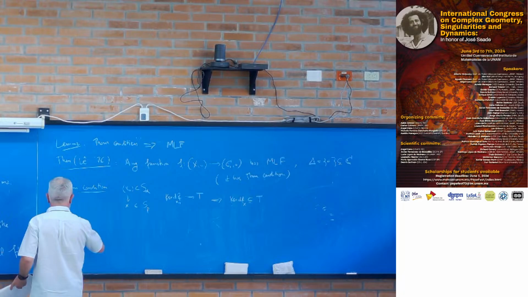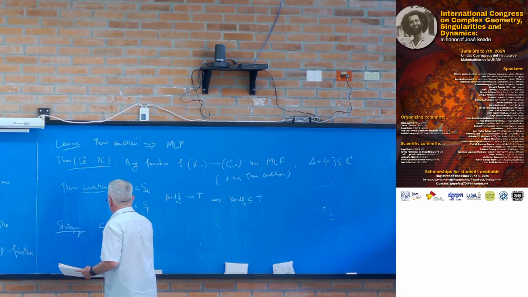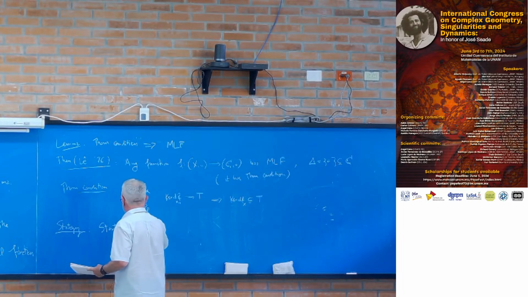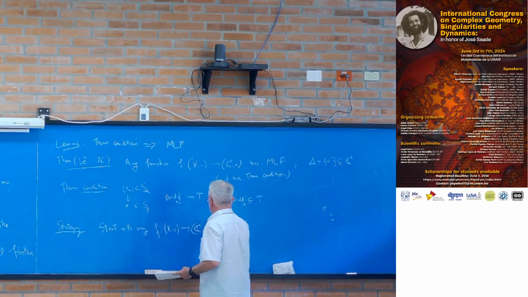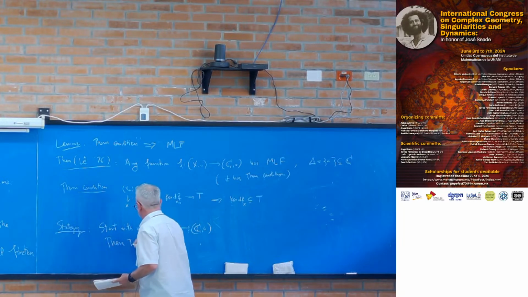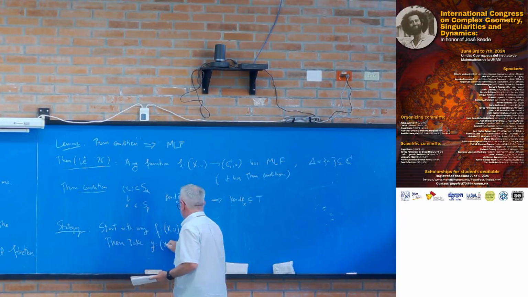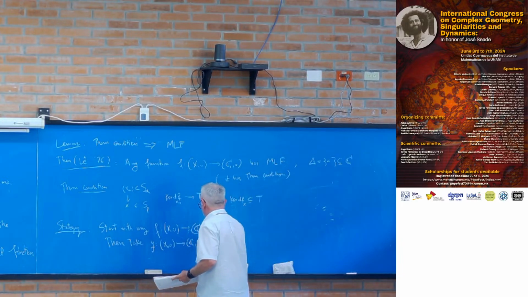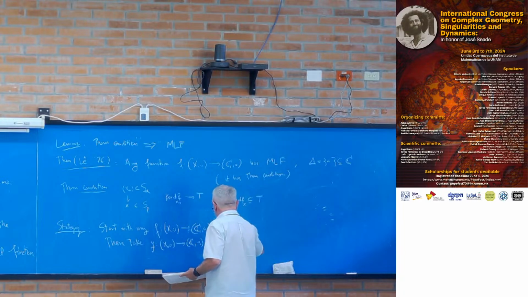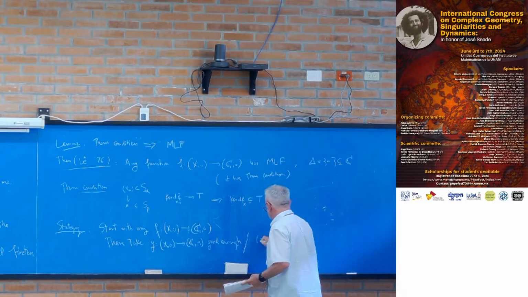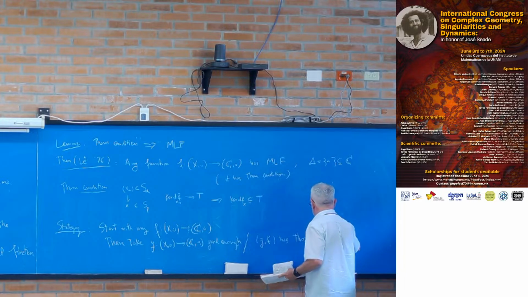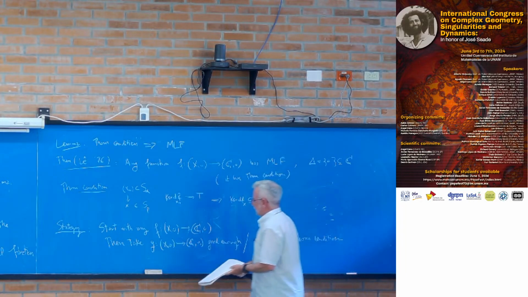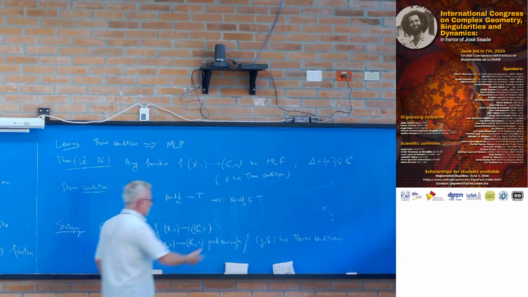Okay. So the strategy. We start with any function f and then take another function g, which is good enough such that the pair (g, f) has the Thom condition. In such a case, we have a fibration, a Milnor fibration for this pair.